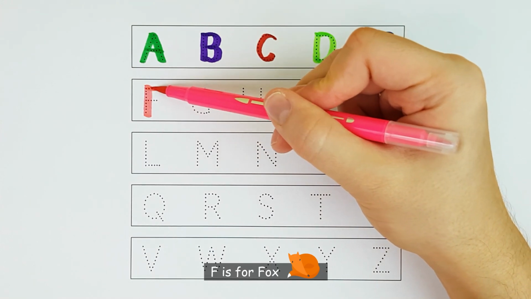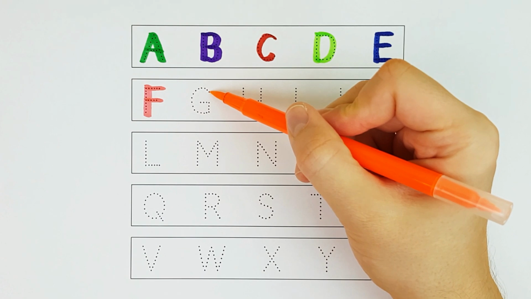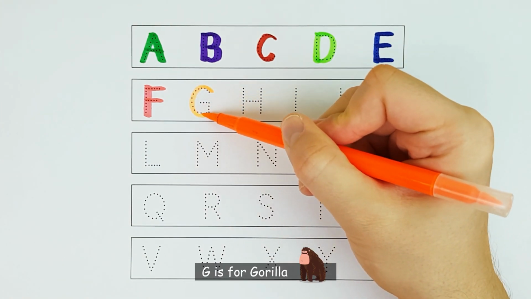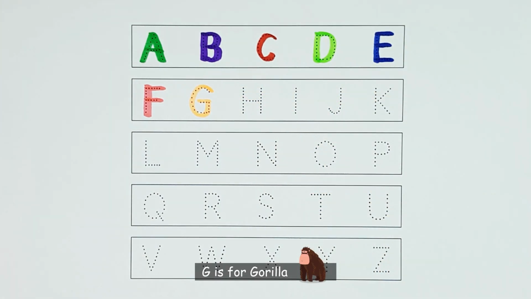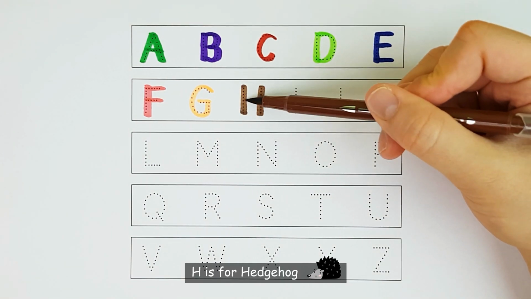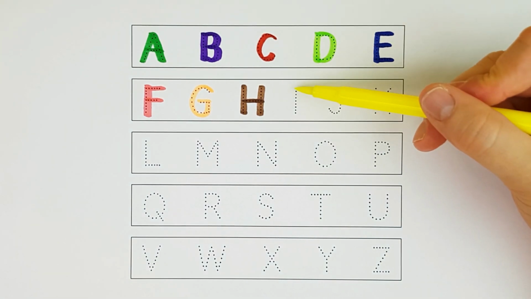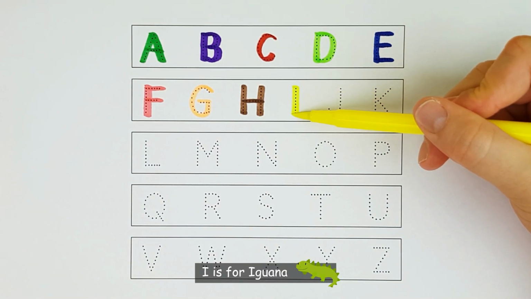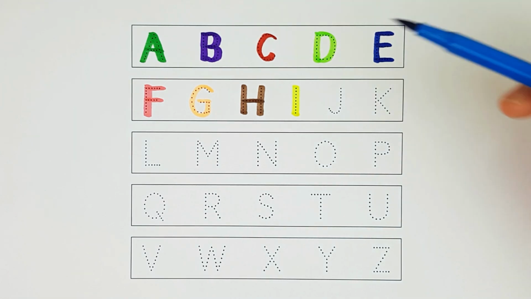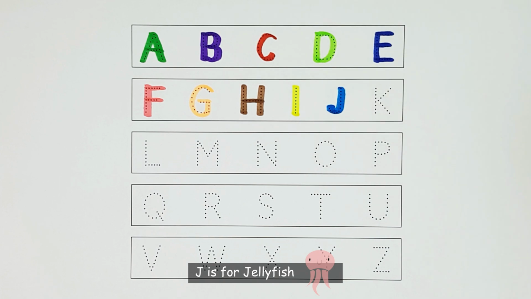F is for fox. G is for gorilla. H is for hedgehog. I is for iguana. J is for jellyfish.